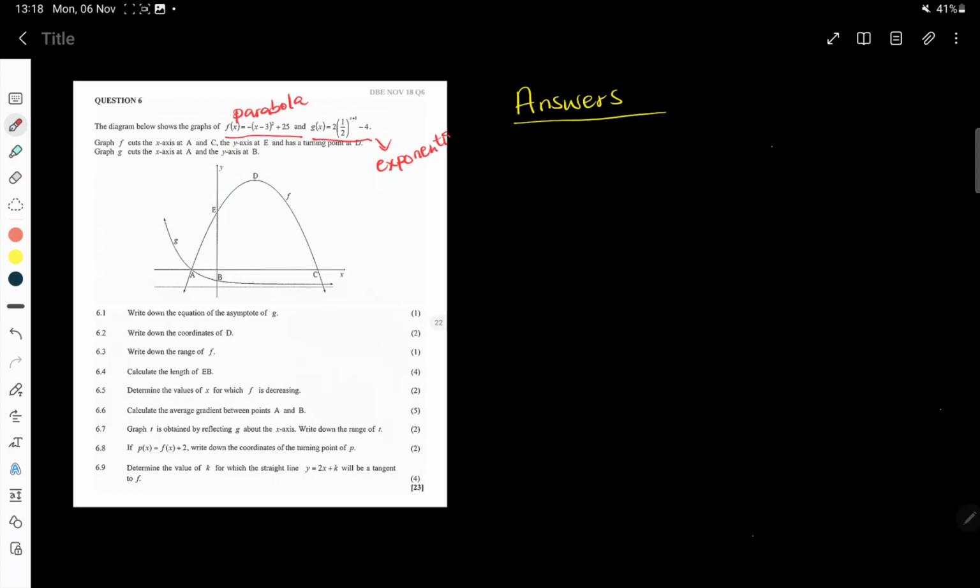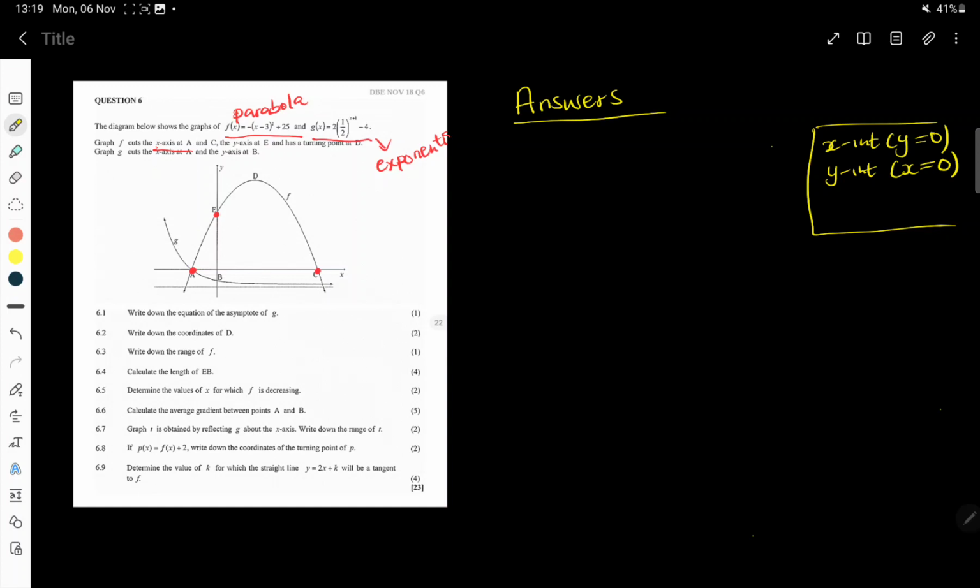And then they told you that a graph of f cuts the x-axis at a and c. It means a and c are your x-intercepts, because they say it cuts the x-axis. And then y-axis at e, it means e is your y-intercept of f. So be careful of that. You must know very important rules: for x-intercept, you must let your y be equal to 0, and for y-intercept, you must let your x be equal to 0. Very, very important.